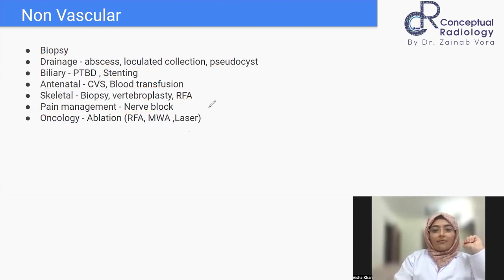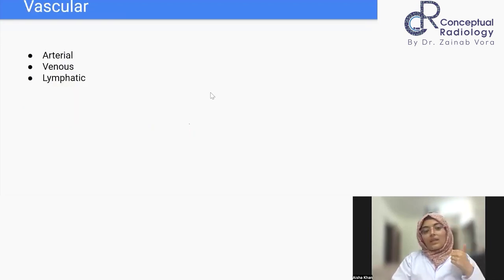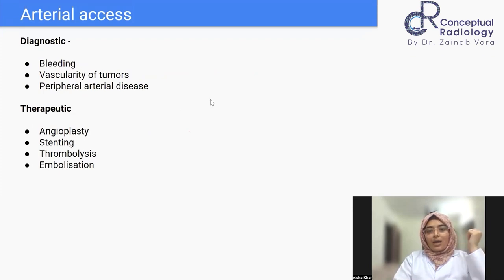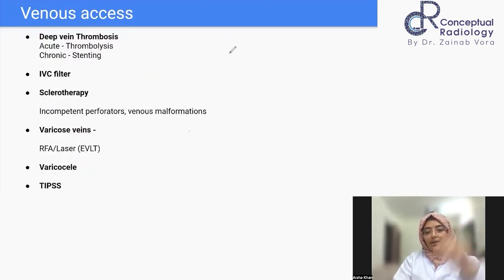Then we have our vascular interventions as well, such as arterial, number 2 venous, and number 3 lymphatic. Okay? So what are some common IR procedures? Arterial ones, you can write down in the chat box whatever IR procedures you know. Arterial access, where we work through the artery.